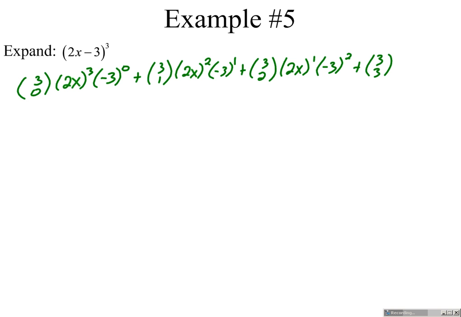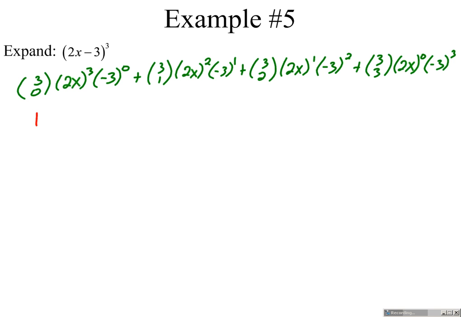3 choose 3. 2x to the 0. Negative 3 cubed. Begin simplifying. Again, you could go to row 3 in Pascal's Triangle and very quickly get each one of these combinations, or you can go to the calculator.